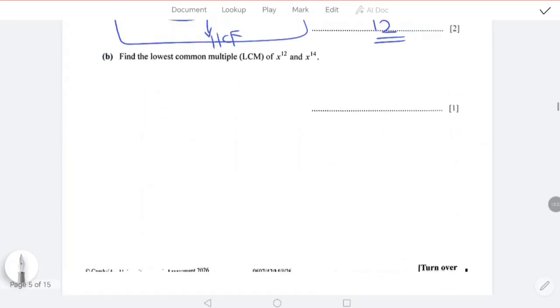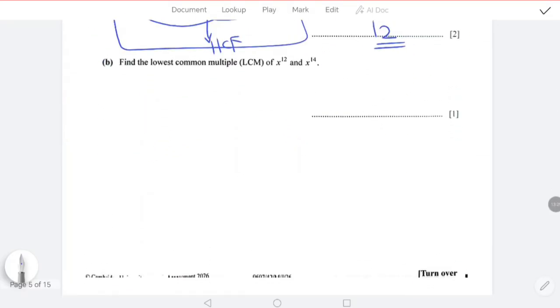Then find the lowest common multiple, LCM. This is like the union.